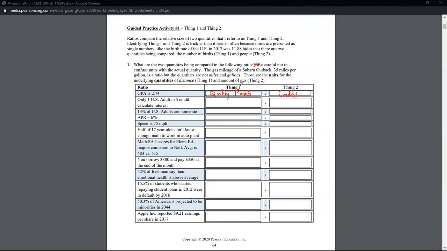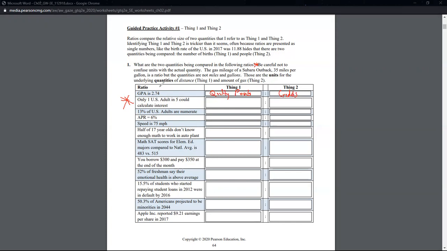Don't worry about that one too much. If this was 15 years ago where they were still telling students this, I'd label it more importantly, but let's just move on. Only one US adult in 5 could calculate interest. Now, this problem right here is going to lead to a common theme for like half of these down here. Only one US adult in 5 could calculate interest.